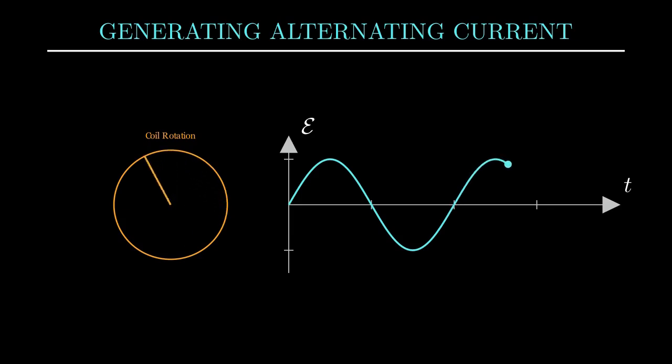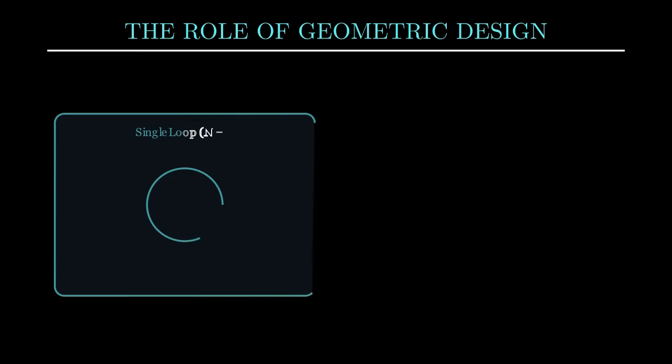Since Faraday's law states that epsilon equals negative delta phi B over delta t, the continuous rate of change of flux due to rotation induces an electromotive force that varies sinusoidally over time. This is precisely how alternating current, or AC, is generated. The mechanical rotation directly translates into an oscillating electrical output.